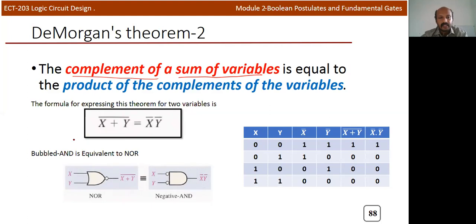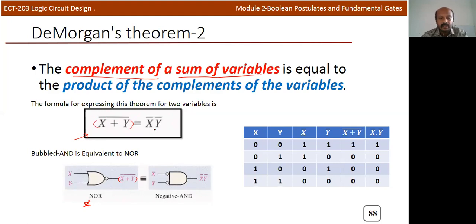So that is written by x plus y the whole bar. That is an OR operation. Here you can see this is equivalent to a NOR. Taking x, y, and we are taking the NOR, the NOT of the entire thing.